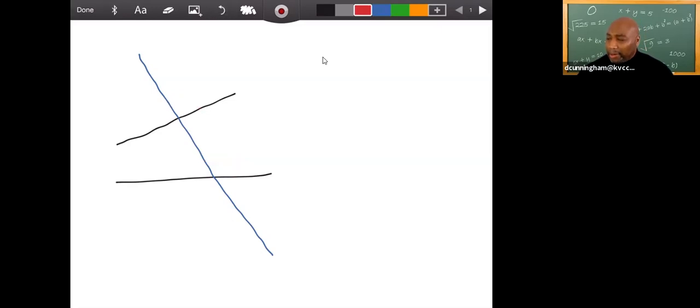How about here? Does this angle have a corresponding angle? It's on the same side of the transversal, and it has to be one, so it's going to be down here. Those are corresponding angles. And similarly, let's look here and here. Those are corresponding angles.